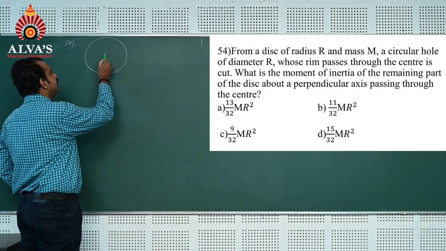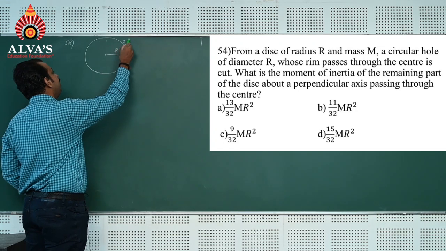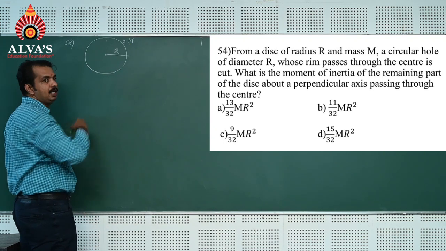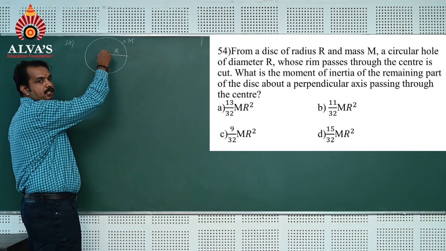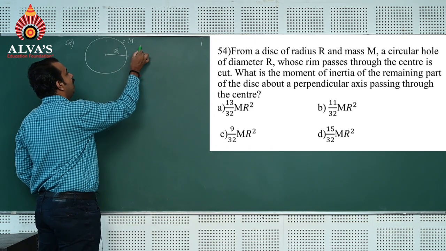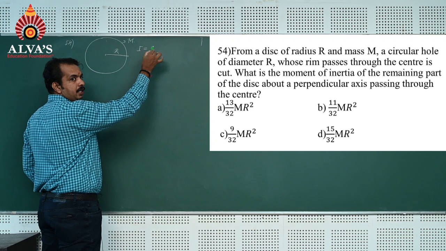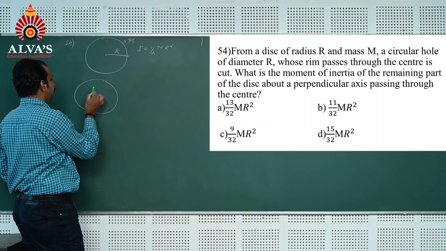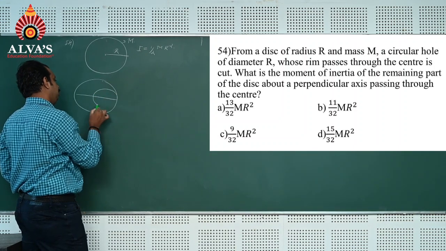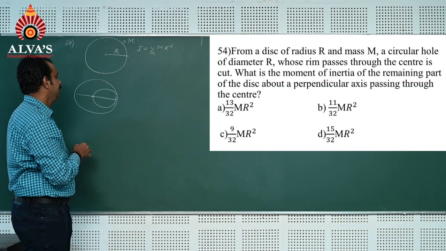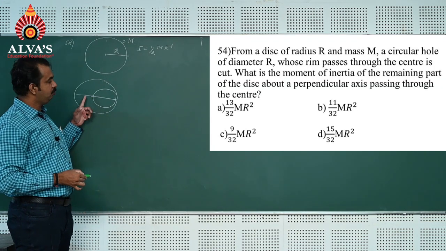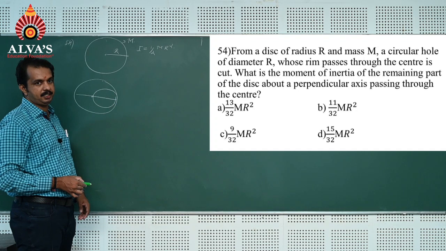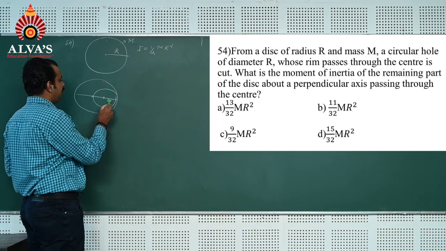Here it is a disc of mass M and radius R. The moment of inertia of this disc about an axis passing through the center and perpendicular to the plane is I equal to 1 by 2 M R square. Now we remove a disc from this. It is asked what is the moment of inertia of the remaining part after removal of this disc. Here the radius of this is R by 2.